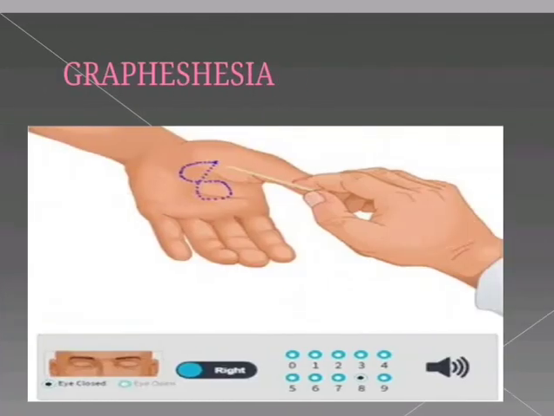And then we go for graphesthesia. Graphesthesia is the ability to recognize a letter, number or design traced on the skin. Using the end of an eraser or pencil, a series of letters, numbers or designs are traced in the palm of the patient's hand. You can just write 8, or write A, or draw a design and ask the patient which design it is. The patient is asked to identify verbally what was drawn on the skin.